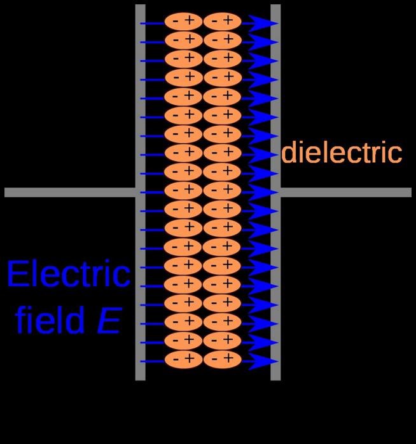The electric displacement D is related to the polarization density P by D = ε₀E + P = ε₀(1 + χₑ)E = ε₀εᵣE.